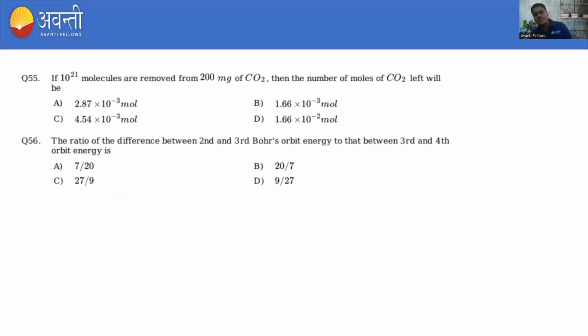Now, let's move to question number 55, right? So what does question number 55 basically ask? In question number 55, it is given that if 10 raised to the power 21 molecules are removed from 200 milligram of CO2, then the number of moles of CO2 left will be, right? So you have to calculate the number of moles of CO2 left.